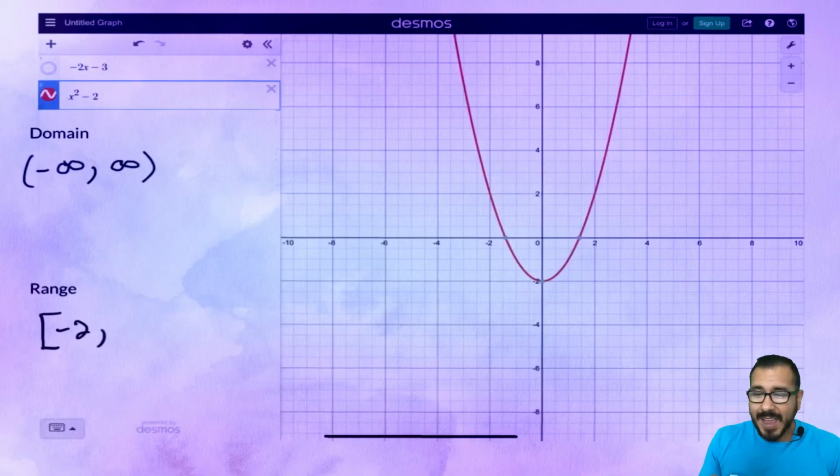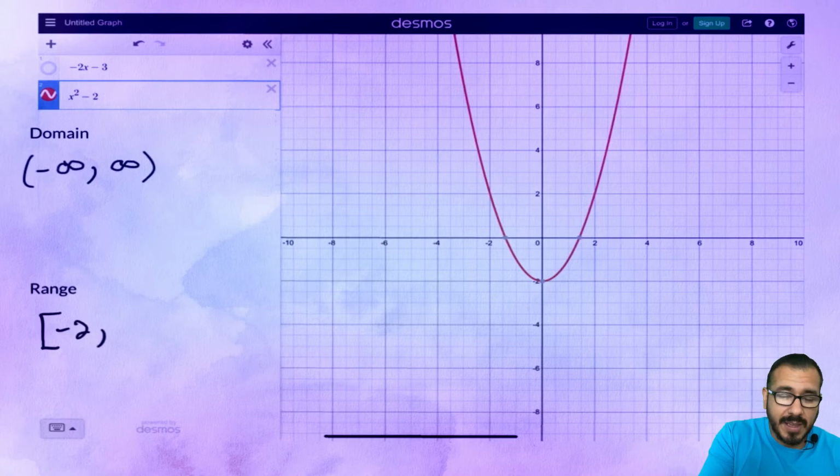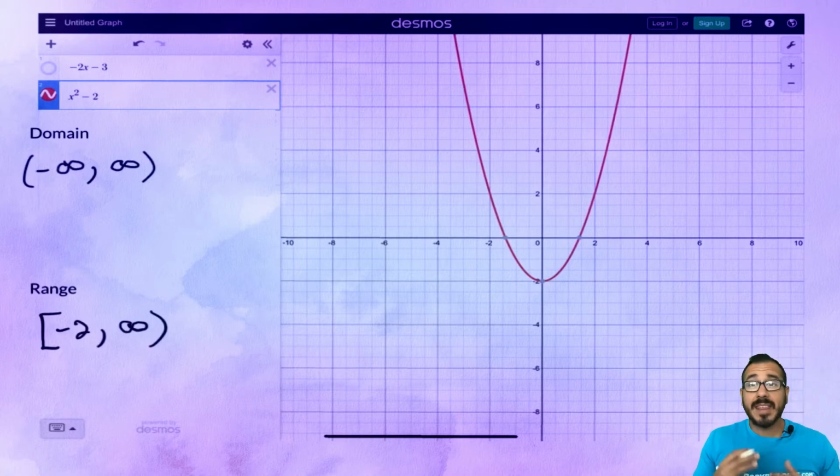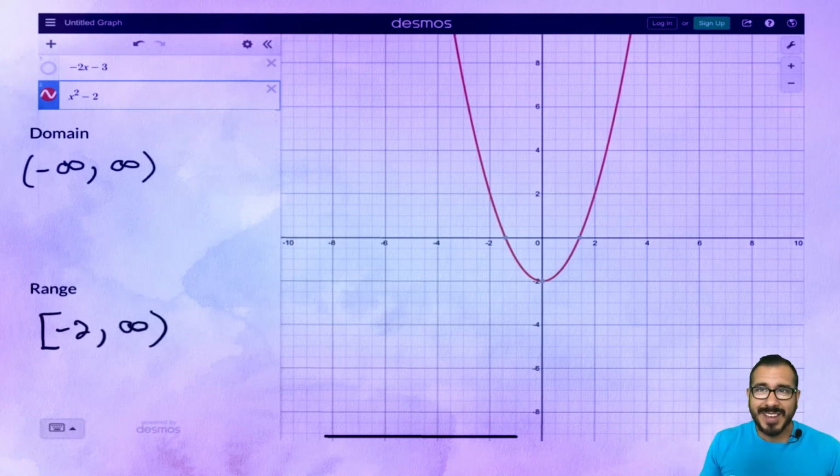And how high is our graph going? Well, we can see on both sides here, it doesn't matter, pick one, it's going off to positive infinity. So it goes all the way to positive infinity. And there's our range. Any questions? Perfect. Follow me to the next example.